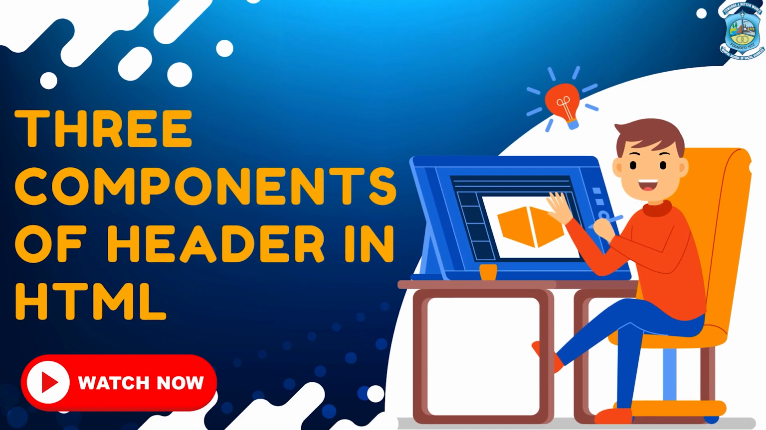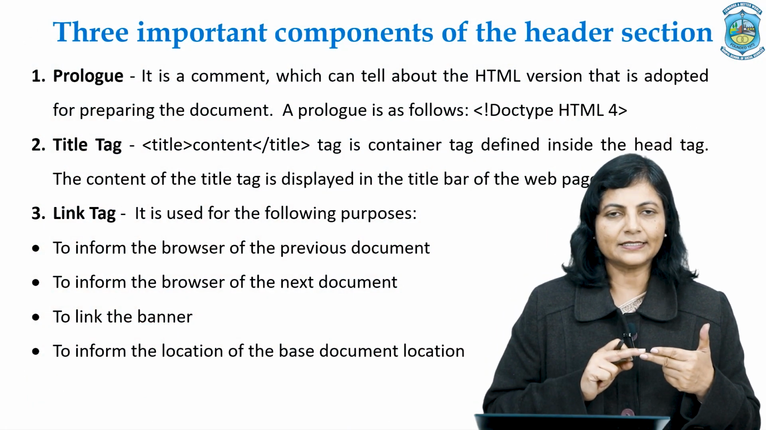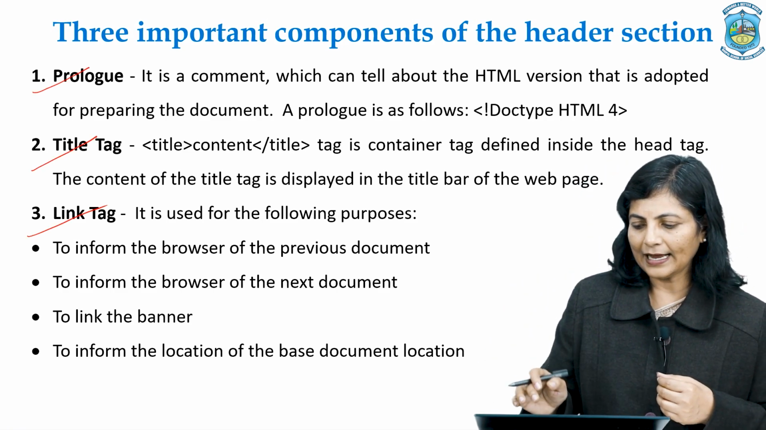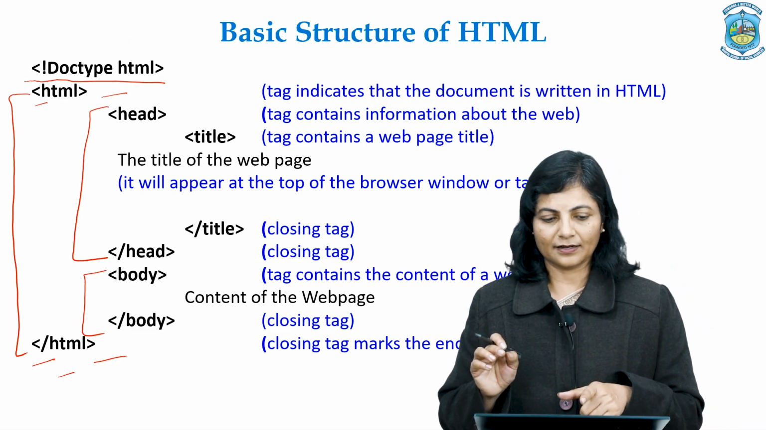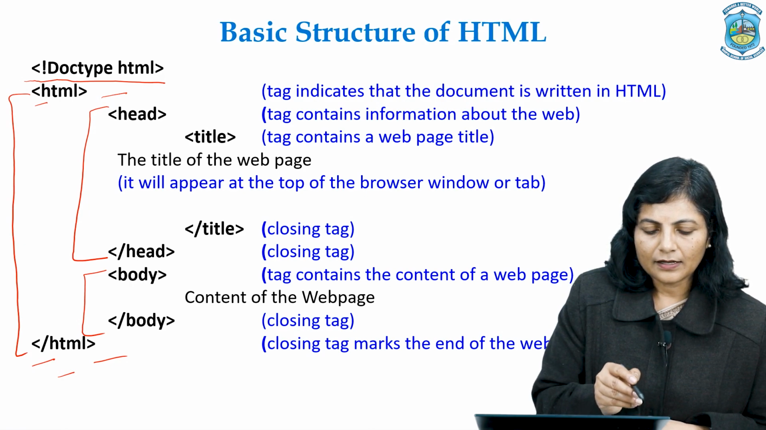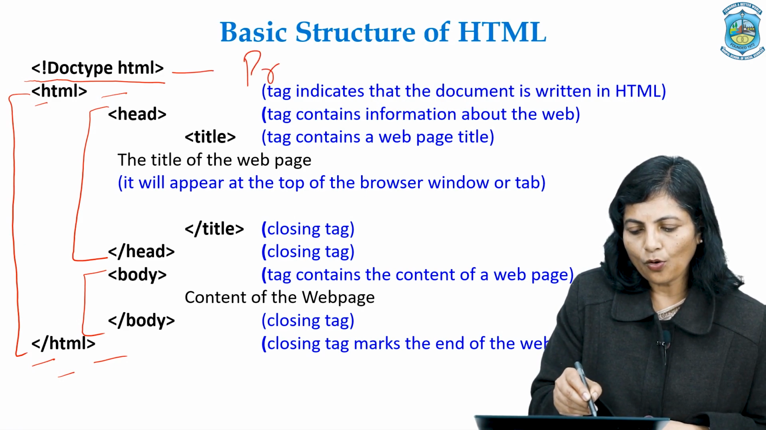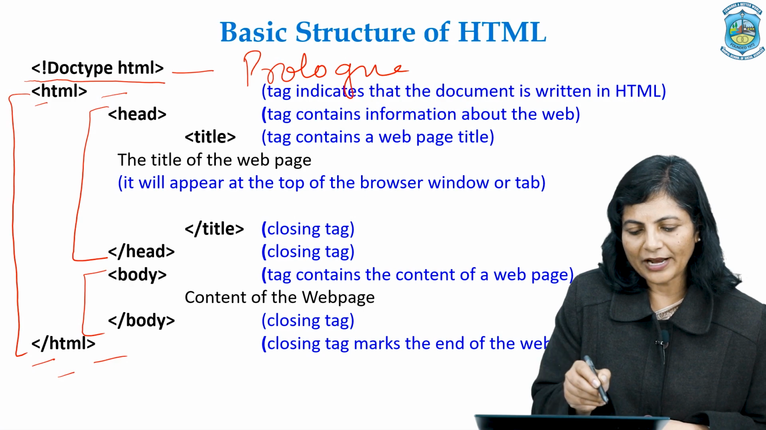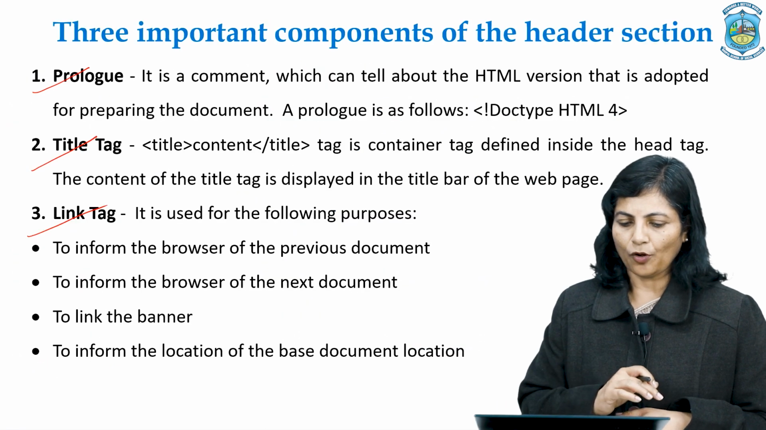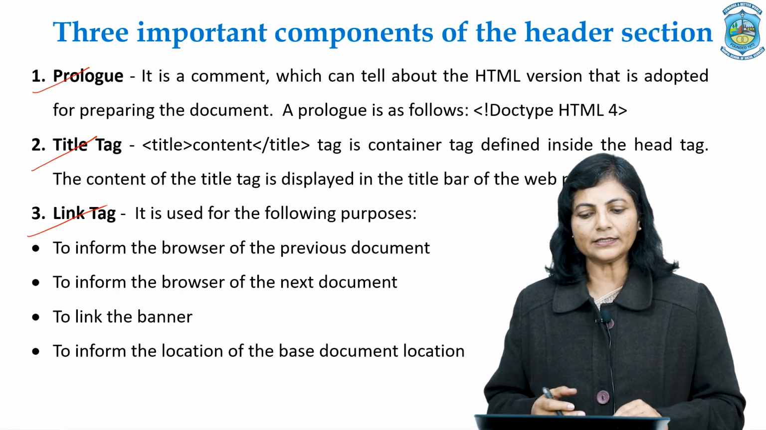There are three main components of the header section, that is prologue, title tag and link tag. As you can see in the previous slide, this exclamation, doctype and HTML is actually the prologue, where we mention the type of version used to develop this web document. Next is the title tag, as I have already explained to you.